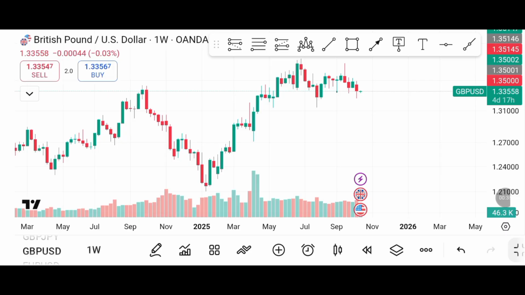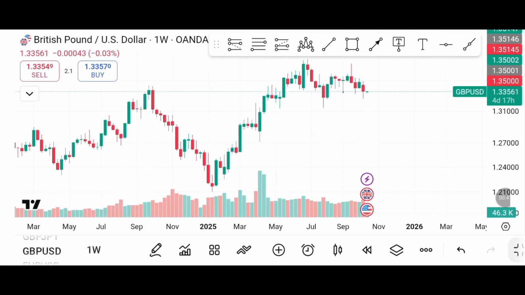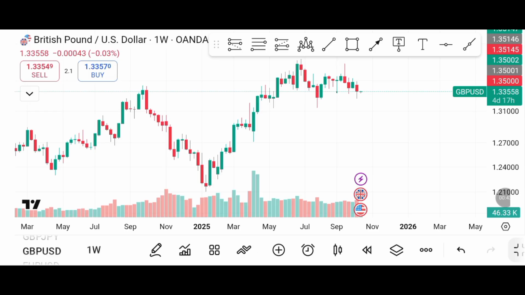So today I'm going to be taking you guys through three major pairs: GBPUSD, XAUUSD, and GBPJPY. We're going to try as much as possible to be snappy on the analysis, starting from the weekly time frame, starting from the relevant areas on these different time frames we're going to be looking at.